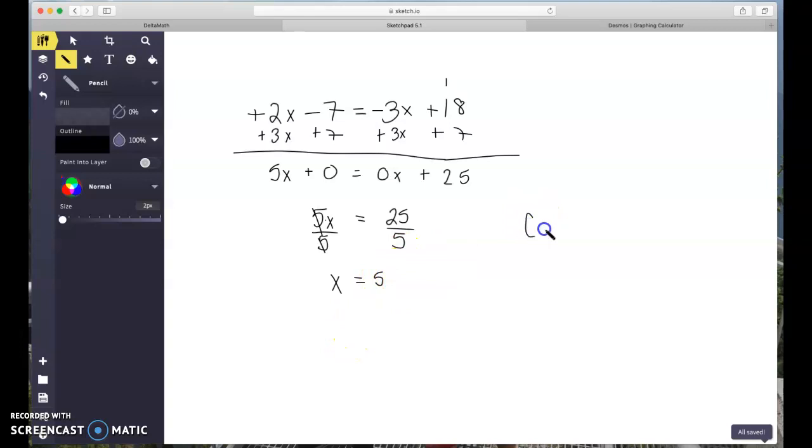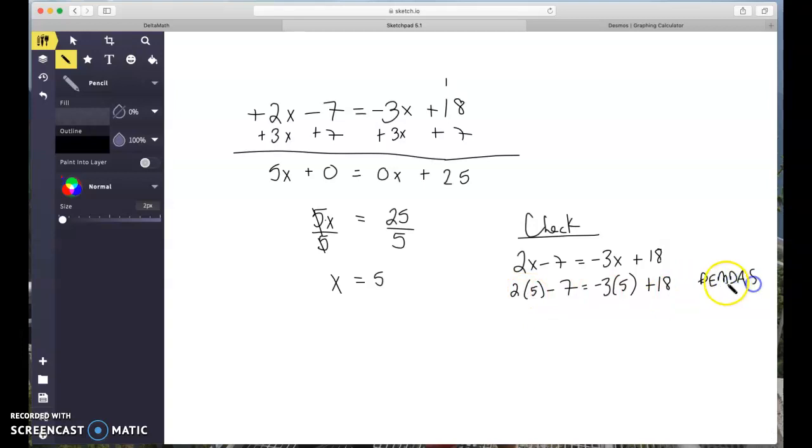If I want to check my work, I grab that original equation, which was 2x minus 7 equals negative 3x plus 18, and I plug my 5 in everywhere that I see an x. Plug, plug, plug. Then I'm going to follow order of operations, which is please excuse my dear Aunt Sally.